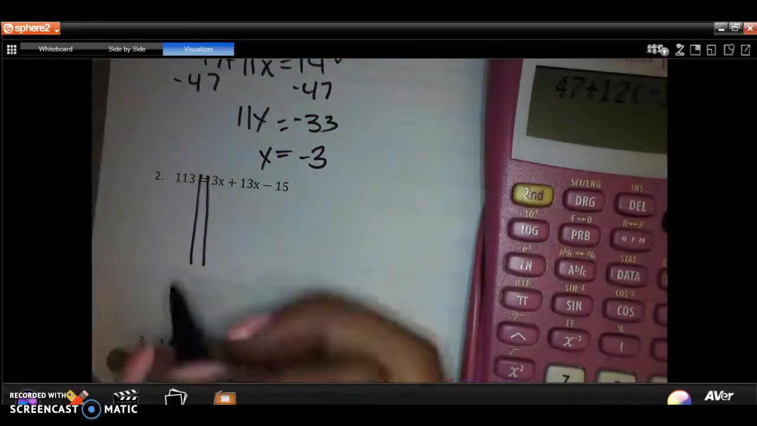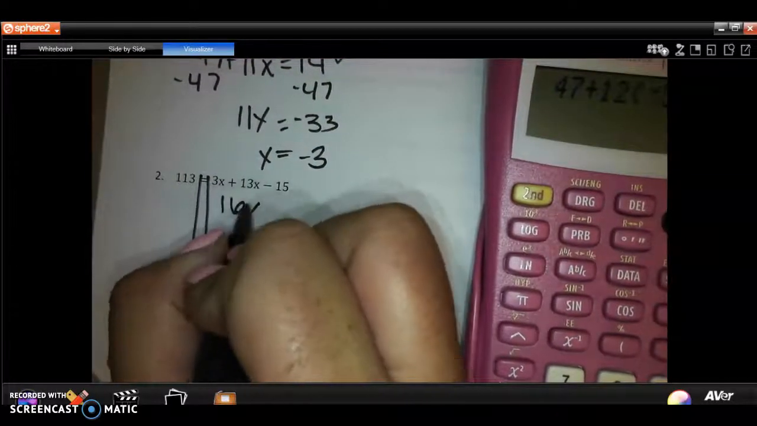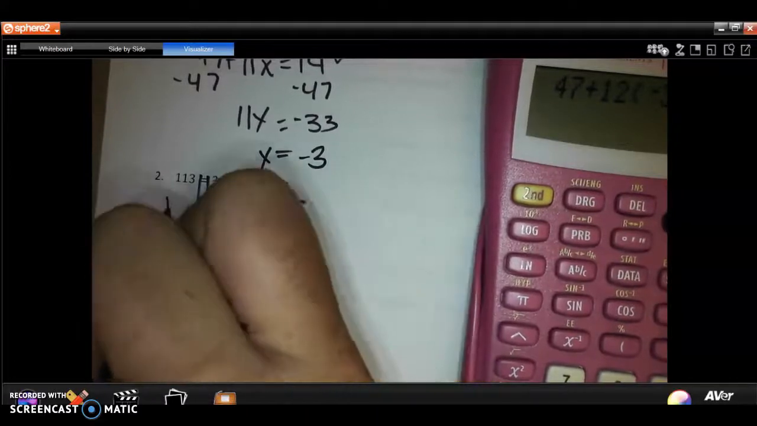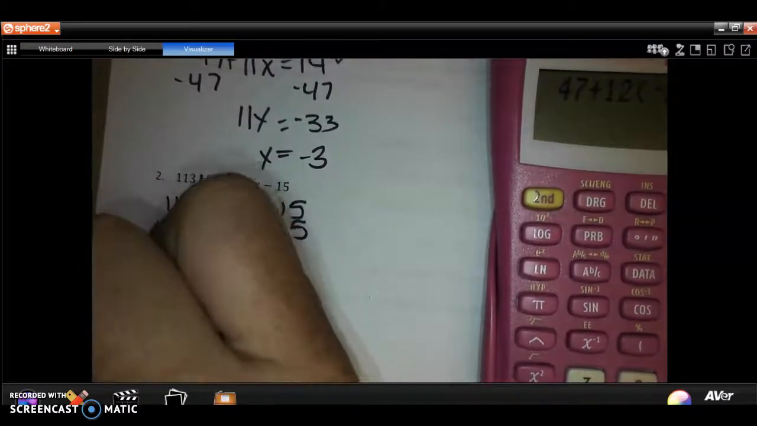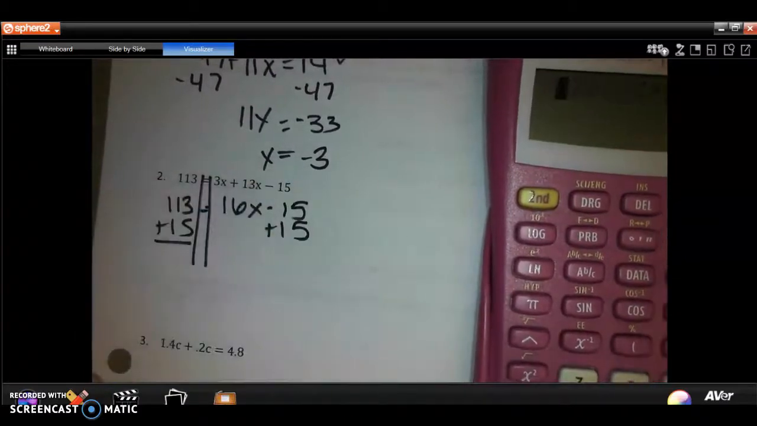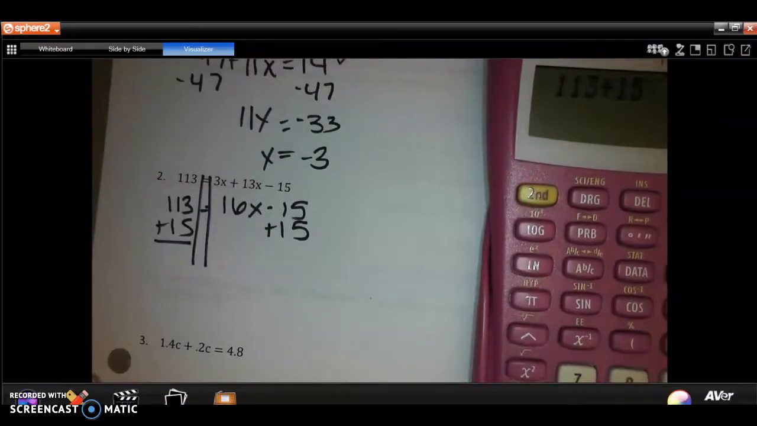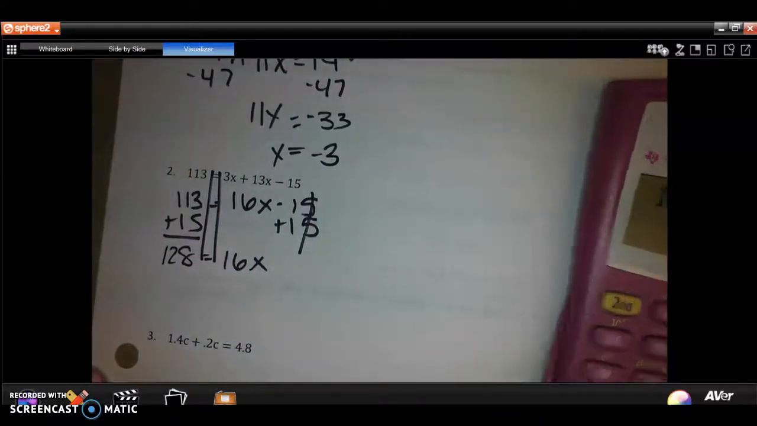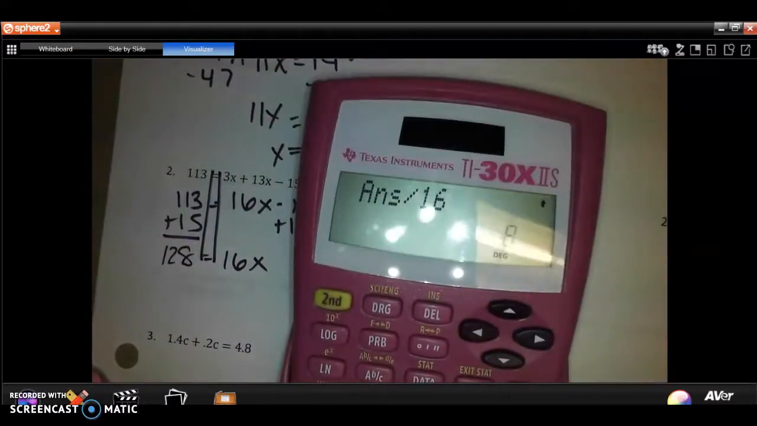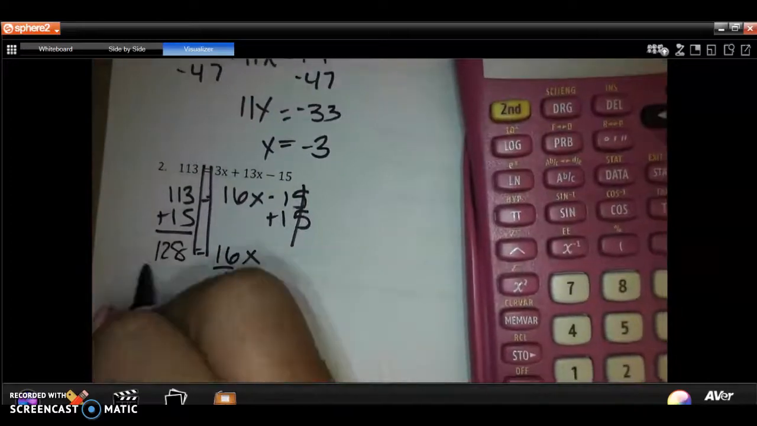Number 2, draw on those railroad tracks to stay organized. Combine those like terms. You get 16x minus 15 is equal to 113. I'm going to add 15 to both sides. 113 plus 15 is going to give you 128. Remember, you can use a calculator on this test. These 15s cancel out. 128 divided by 16 is going to give you 8.